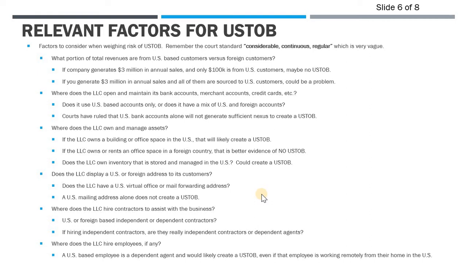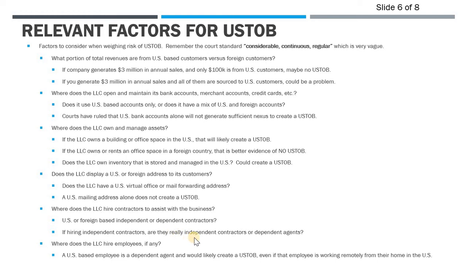So this is beyond the scope of this video, but what a lot of companies get trapped with is they hire persons that are, quote, contractors, but they're really employees, right? They work for you full time, you set their hours, they have to come to you to request time off. So the facts start to look like these are more dependent agents. And if you've got dependent agents in the United States, that creates a problem, right? Because when you have employees, so this is the last bullet point here, U.S.-based employees that are dependent agents is going to create a USTOB.